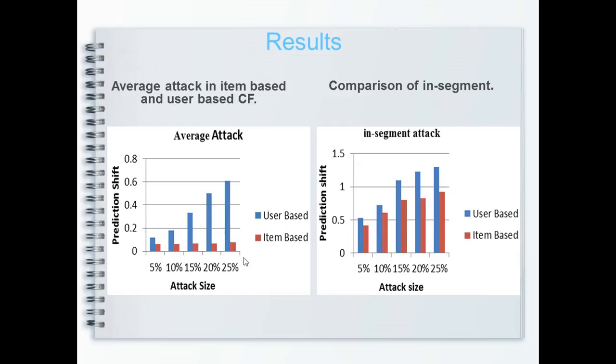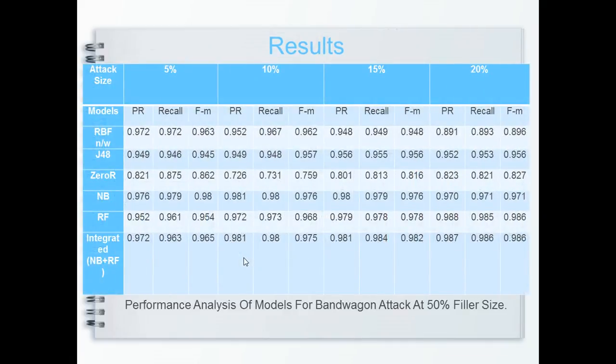This is a comparison of in-segment attack between user-based and item-based approaches. From here, we can conclude that the item-based approach is more secure than the user-based CF approach. These are the classification results which we came across. This is a performance analysis of models for bandwagon attacks at 50% filler size. From here, we can see that naive Bayes and random forest are performing well in many cases.